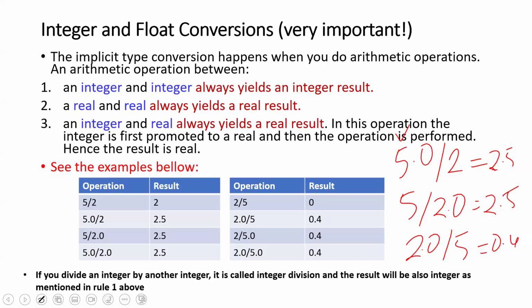The order doesn't matter. Okay? So, if any one of them is float, the result will be float during that particular operation.